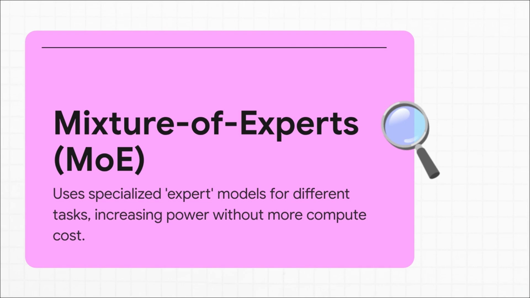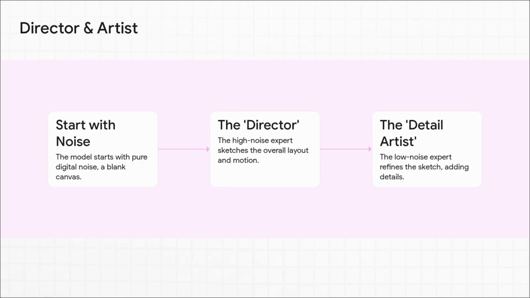Sounds complicated, I know, but the idea is actually super simple. Instead of having one generalist artist trying to paint a masterpiece from start to finish, you have a team. You've got one expert who's amazing at the big picture, and another who is a master of all the tiny, fine details. This lets the whole system be way more powerful without needing a supercomputer to run it. So here's how that team actually works.